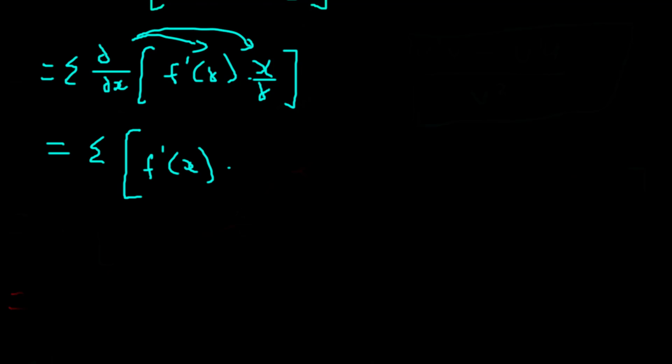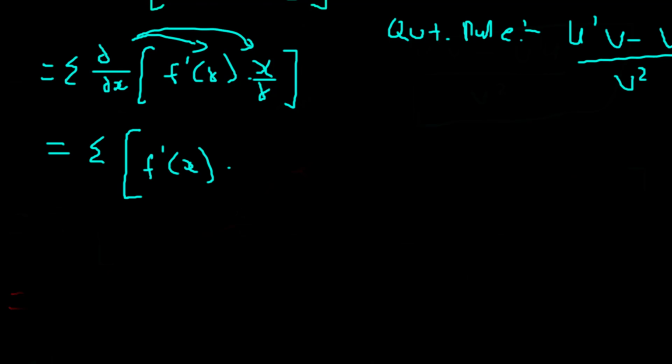Let me tell you the quotient rule. What is the quotient rule? The quotient rule is u differentiation v minus v differentiation u upon v square, if this is in a division form, in a u by v form. I think you know what the quotient rule is, but it's my duty to tell you.